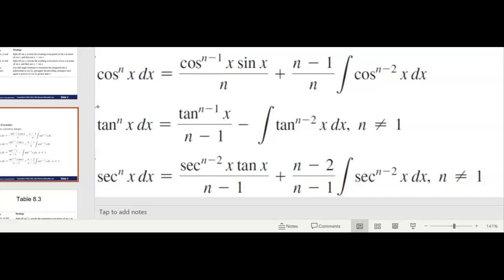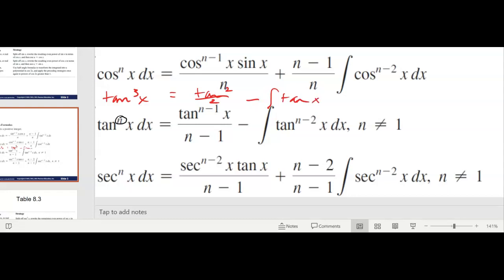Where whatever tan is, I reduce it down. So remember, we did tan cubed x. Oh, so we get tan to the n minus 1, squared, over 2, minus, this is where it gets kind of tricky, the integral of tan to the n minus 2 of tan x dx.